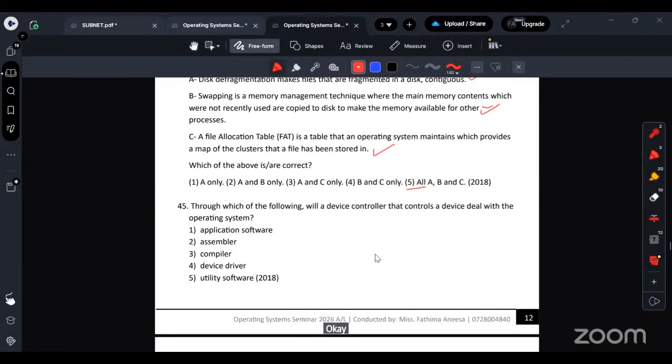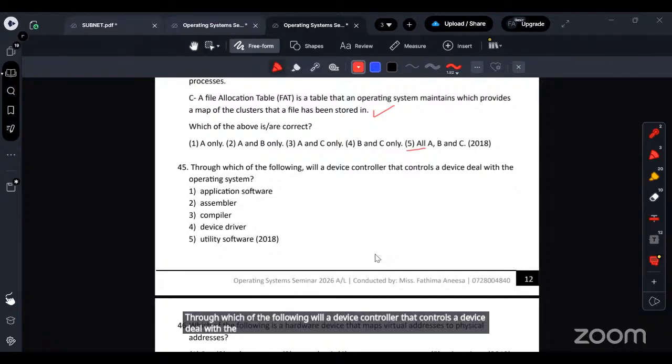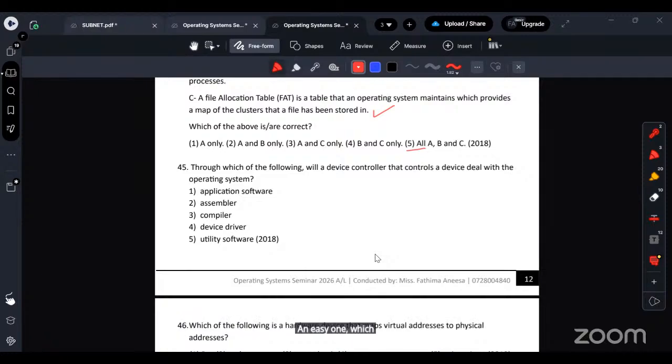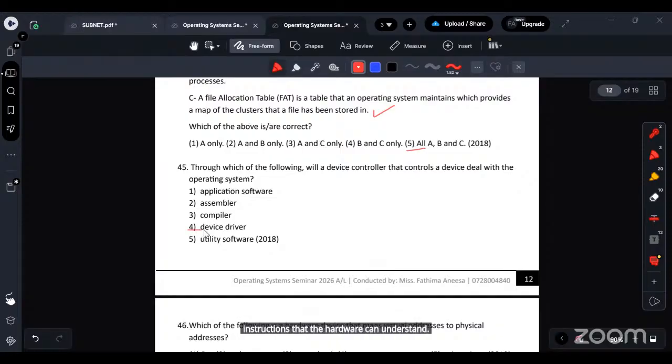Okay. 40. Through which of the following will a device controller that controls a device deal with the operating system? An easy one. The device driver. And what is a device driver? A type of software that acts as an interface between the operating system and the hardware's device controller. It translates operating system commands into instructions that the hardware can understand. So that's an easy one.